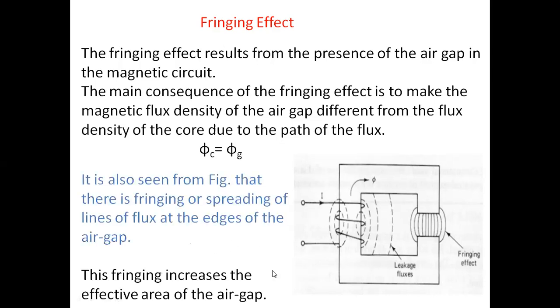The formation of the fringing effect is a benefit for the generation of the flux. It increases the effective area of the air gap. If the area increases, the reluctance decreases. Reluctance decreases means conductance will increase. Conductance of the flux will increase. So that's why the fringing effect in the magnetic circuit is a useful effect.